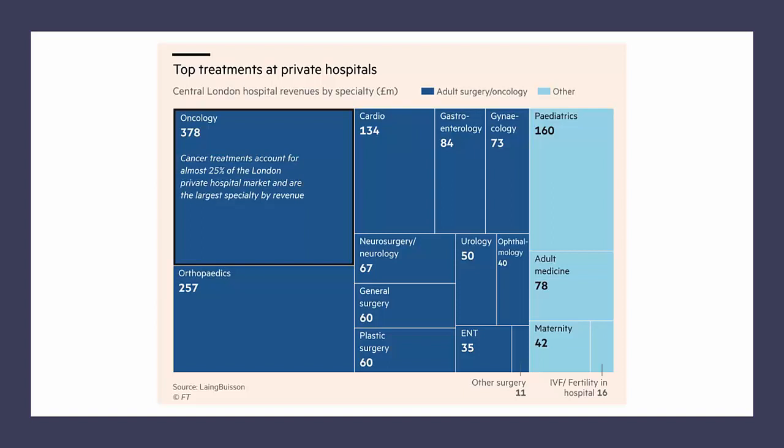Orthopedics, that is in terms of private hospitals, bear that in mind. Orthopedics then is at £257 million compared to 378 for oncology. And then cardio comes in next in third place, and neurosurgery, neurology in fourth. So you can see in terms of the proportions that these are chronic diseases. These are the diseases that are non-communicable. These are the primary source of revenues for the private healthcare sector.